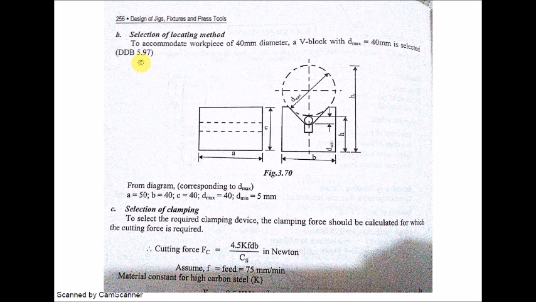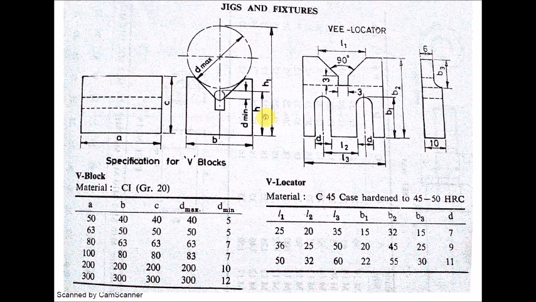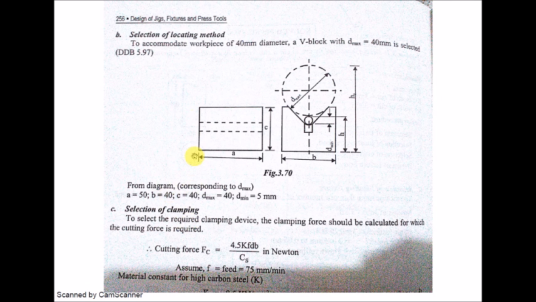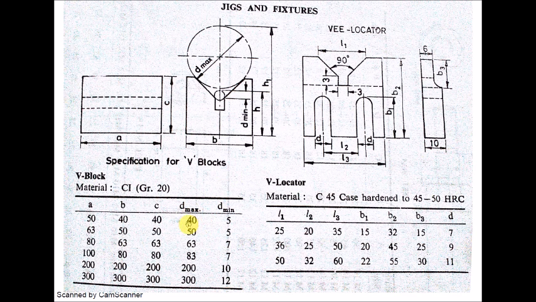For this, we'll go to design data book page number 5.97. So this is the exact photocopy, 5.97. Generally, for a workpiece of 40 mm dia, a V block with D max 40 mm is selected. So this is the D max value, 40 mm. Corresponding values will be selected. A is the length of the V block locator, C is the height of the V block locator, and B is the width or the breadth of the V block locator. D minimum is 5 mm, and D max is 40 mm.